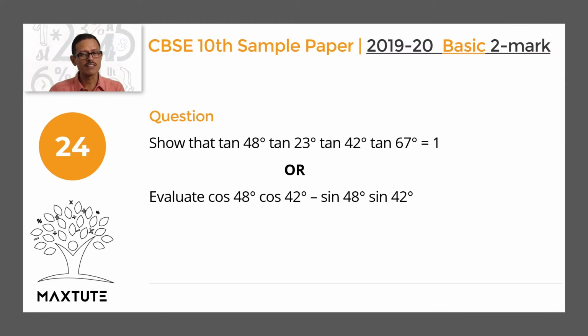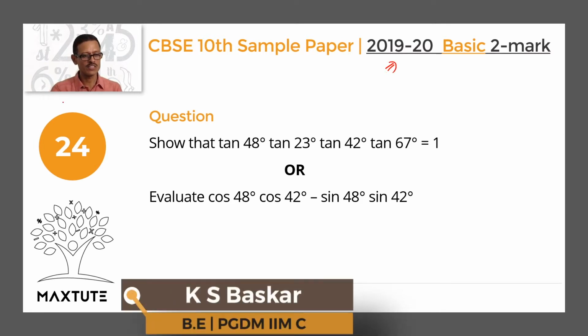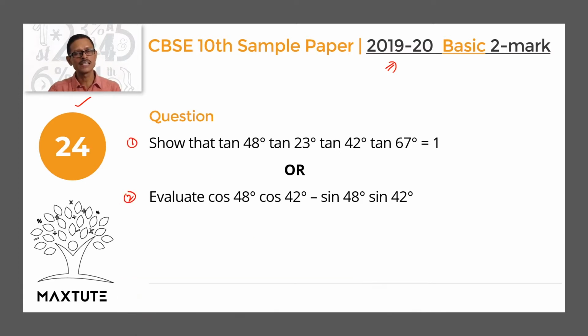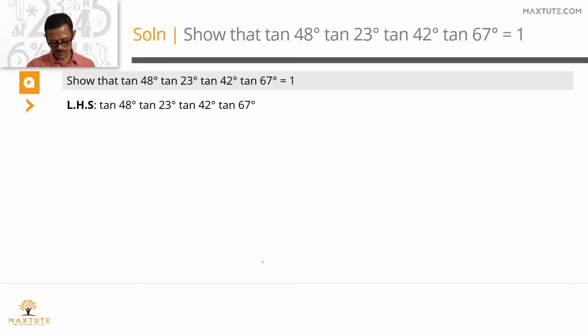Video solution to a 2-mark question that appeared as part of the sample paper given by CBSE for Class 10 Math in the academic year 2019-20. This is from the basic version of the paper, question number 24. The question had two alternatives, alternative 1 and 2, both tested concepts in trigonometric ratios of complementary angles. Both are easy questions. Let's get started with the first one.